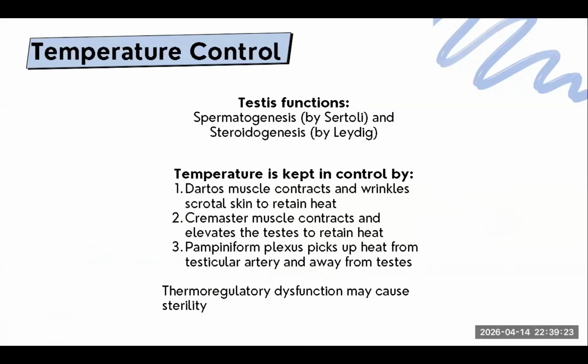And the testes also has three ways by which, not the testes, but the male external genitalia, controls temperature. Number one, Dartos muscle contracts and wrinkles the scrotal skin to retain heat. Number two, cremaster muscle contracts and elevates the testes to retain heat. Number three, pampiniform plexus picks up heat from the testicular artery and moves this heat away from the testis. Now, if there's a thermoregulatory dysfunction, we may have sterility or infertility due to the lack of spermatogenesis.